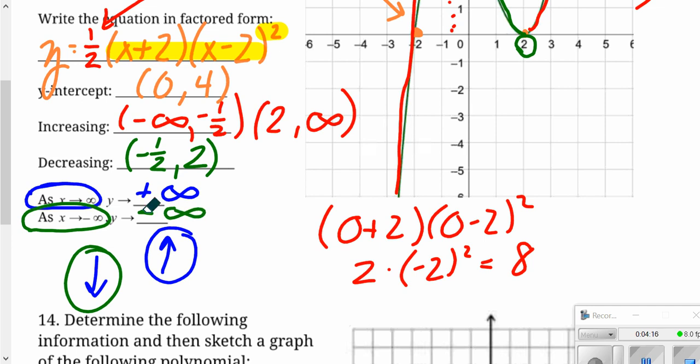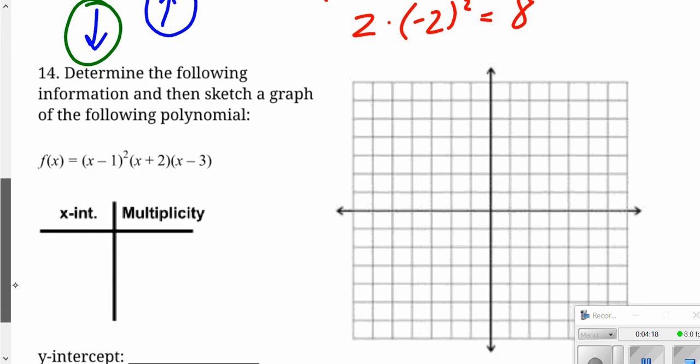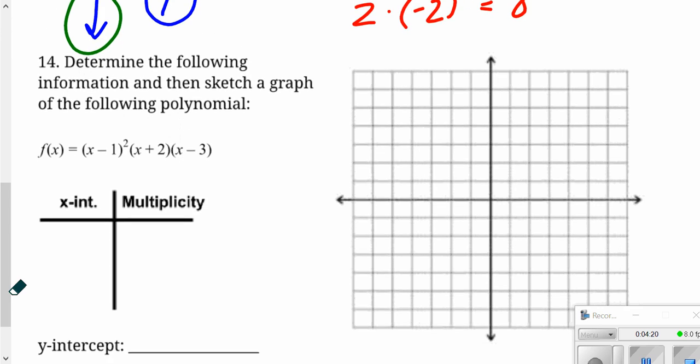Okay, let's look at 14. In question 14, it says determine the following information and then sketch a graph of the polynomial. Great. I have an x-intercept at 1 with a multiplicity of 2. 2 is this part, the exponent. The x-intercept at -2 is just there one time. And the factor that gives me x equals 3 is just there one time.